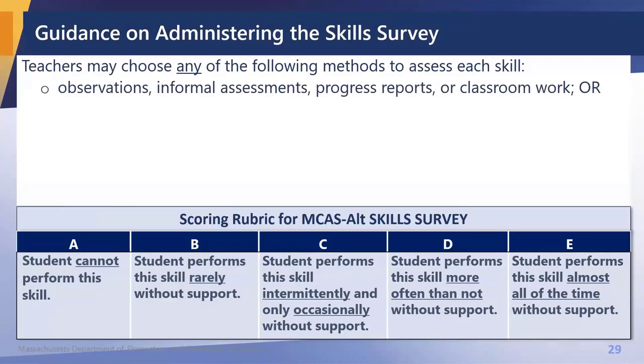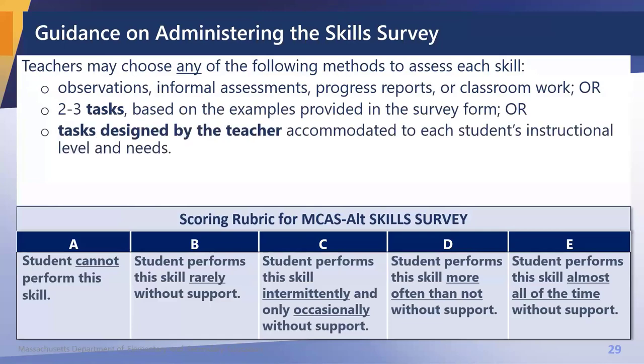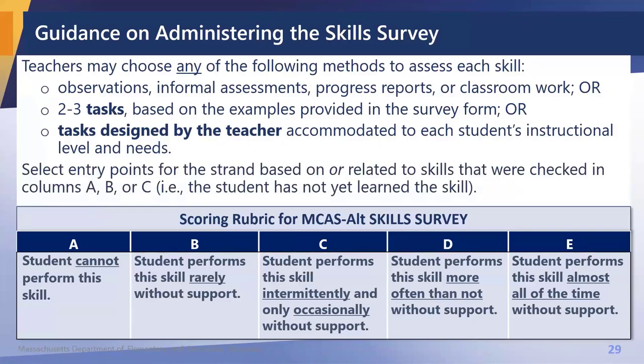You can do any of these to assess your student. Most people will do observations, informal assessments, classroom work. You can create your own tasks. You can use some of the examples that are in the survey form. Right now, you're getting to know your student. You're probably giving them some work samples just to get to know what their levels are. Use that, take a look at the skill survey and see what kind of skills we're looking for, and then see what they can do with little support. They may need some support, and that will go with this rubric.